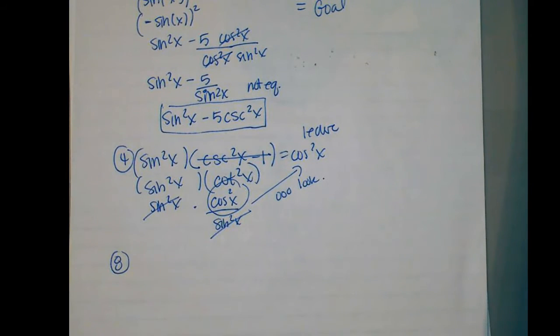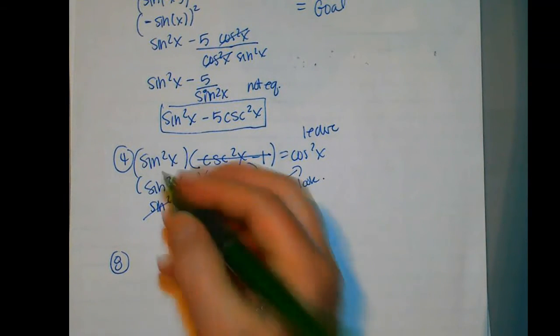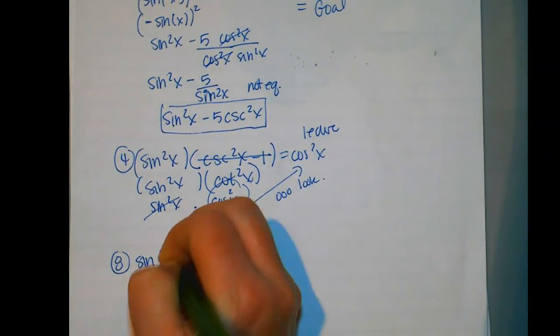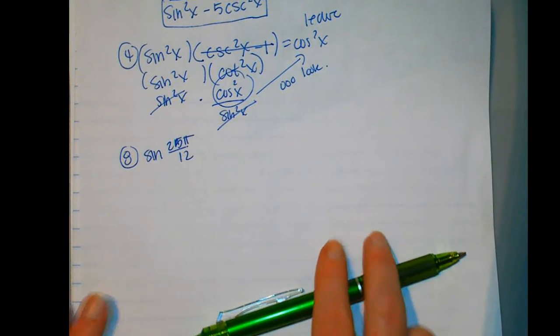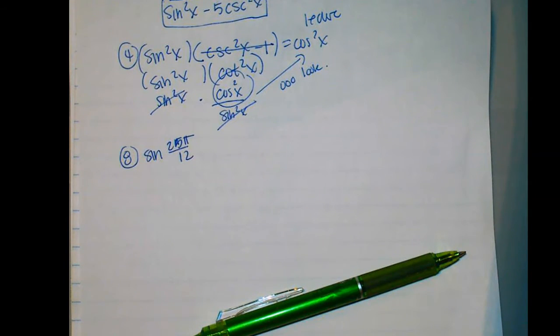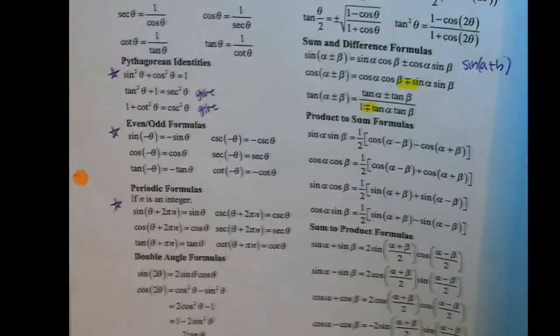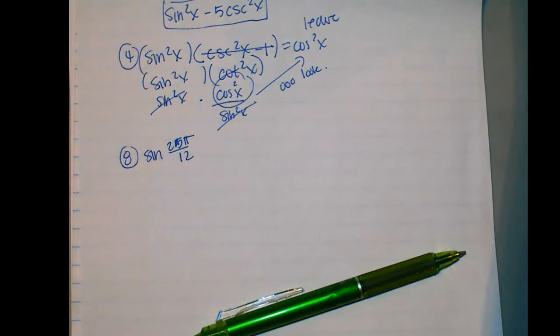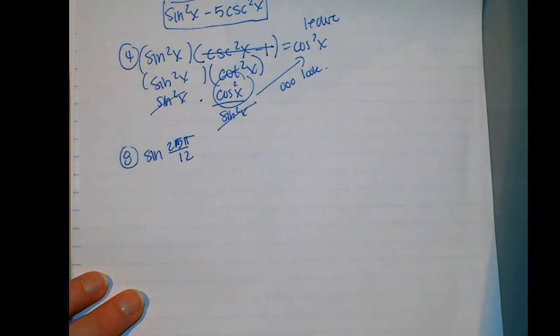8 says, hey you, please find for me sine of 25 pi over 12. Do we know any 12s? We don't know any 12s. So what do we do? We have to find things that we already know and see if we can figure that out with an addition or subtraction identity. So those are not double angle, sum and difference. They're these. You would find that here, but you've got to find something that adds up to 25.